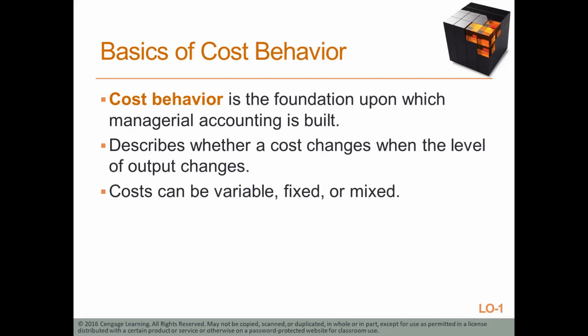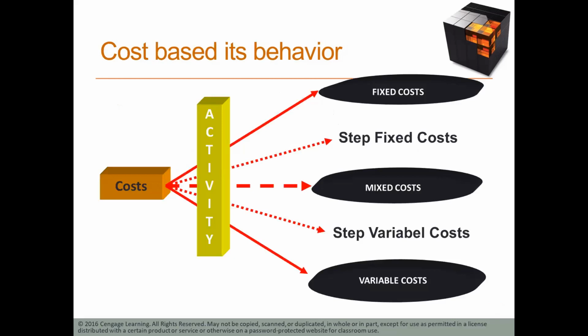Based on its behavior, we have three types of cost, which are variable cost, fixed cost, and mixed cost. Actually, we have another category, as you can see here, the step fixed cost and the step variable cost, but these are really rare and really difficult to find an exact example. So we just divide it into three types of cost based on its behavior: fixed, mixed, and variable.